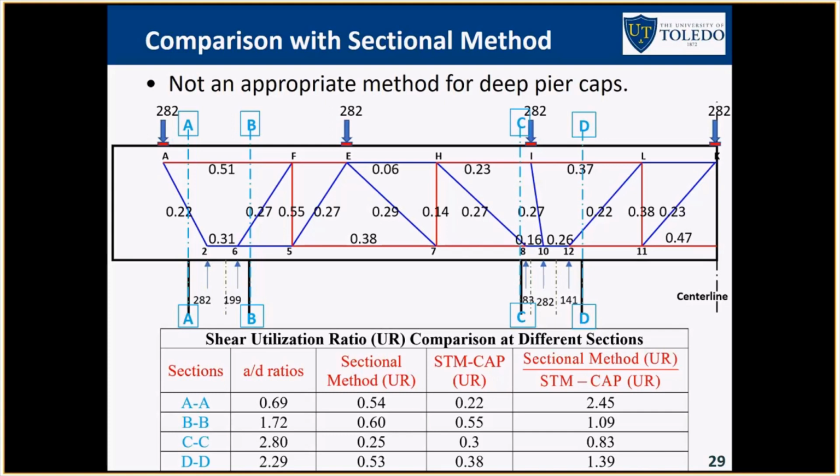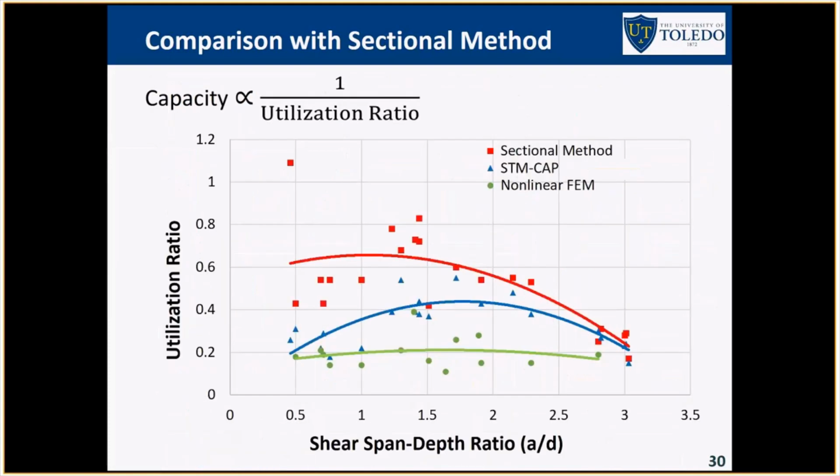So this is my favorite plot because it pretty much summarizes all the verifications in a very compact manner. If you look at the horizontal axis, this is the shear span to depth ratio, right? And I mentioned that if it's less than 2, it's deep. If it's larger than 2, it's slender, right? The vertical axis shows the utilization ratio. 1 represents that it's at capacity. So you don't want this to be high, because if larger than 1, it's overloaded.